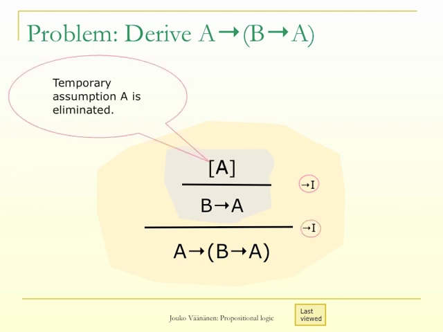We get A implies (B implies A) with another application of the implication introduction rule, and at the same time we can eliminate the temporary assumption A. Now the deduction is ready.